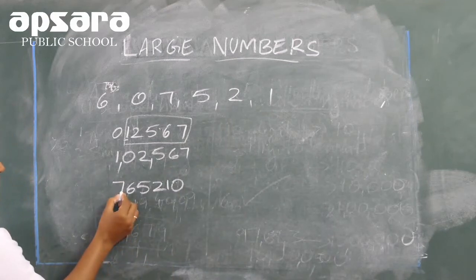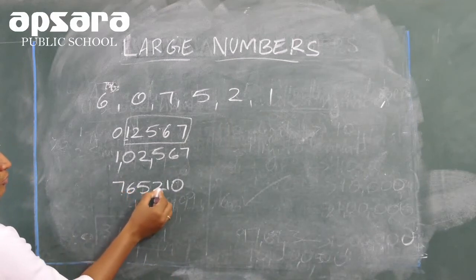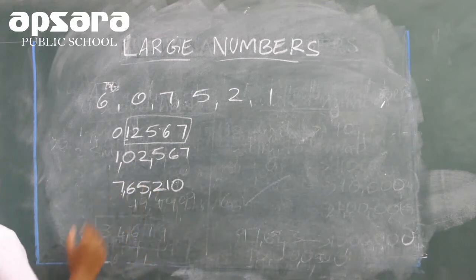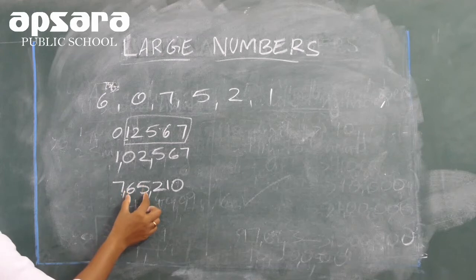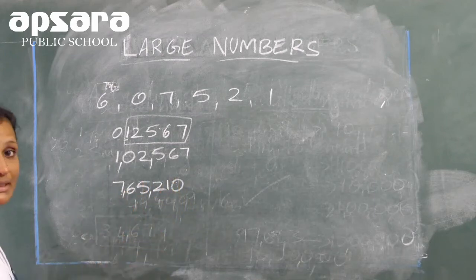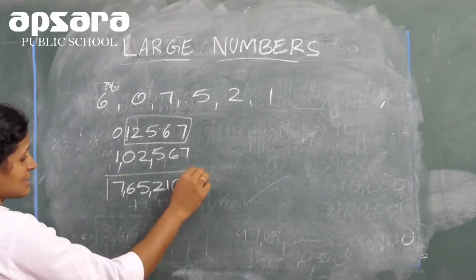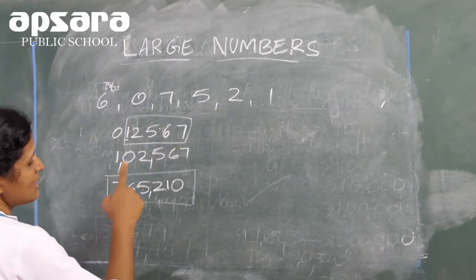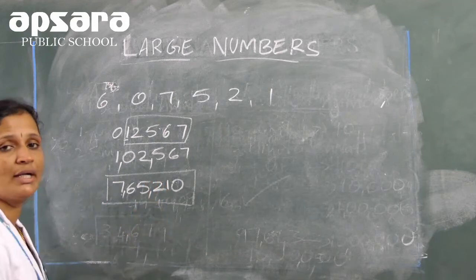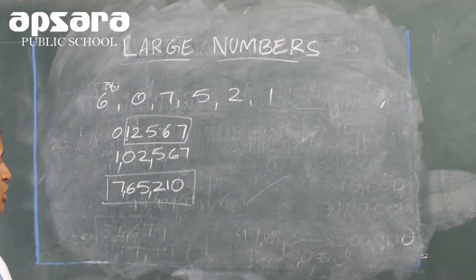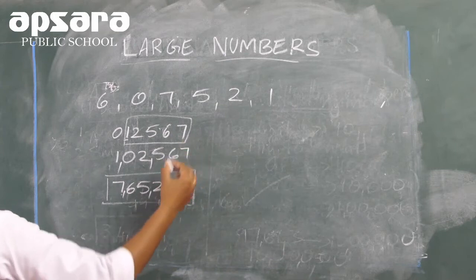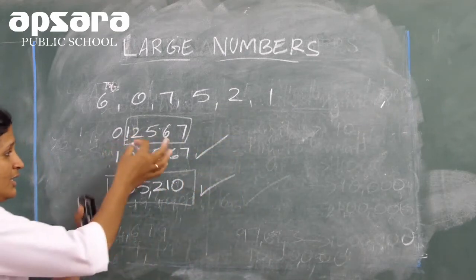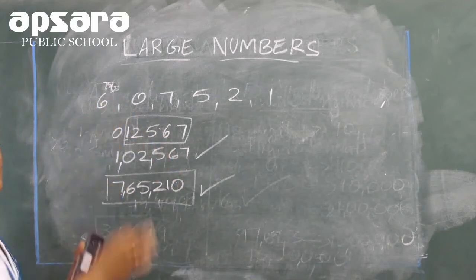Now, how many digits in this number? 1, 2, 3, 4, 5, 6, right? So, we will get a 6-digit number. So, now read this number, 7,65,210. So, the greatest 6-digit number formed by using the digits is 7,65,210. Question is, how do you understand this is the smallest number and greatest number? How can you make out this is the greatest number and this is the smallest number?